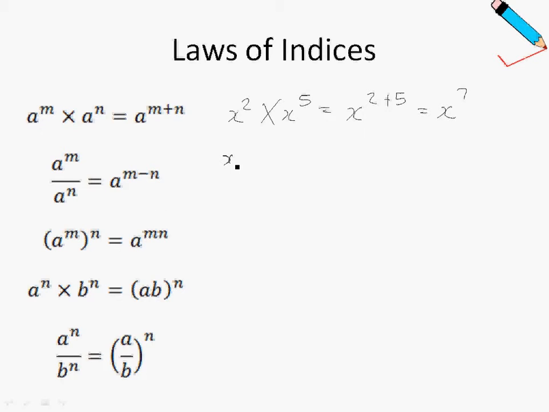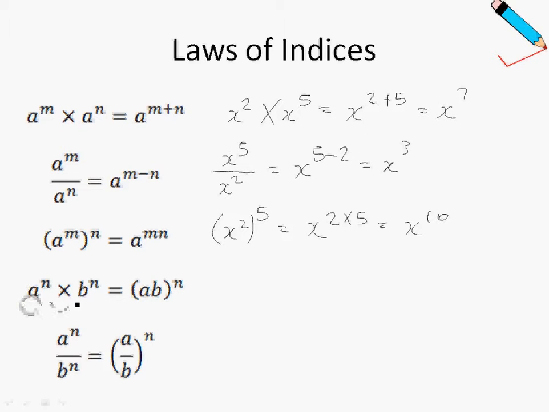Let's say I have x to the power of 5 divided by x squared. Since we have a common base, the powers will subtract. So this will give me x to the power of 5 minus 2, which is just x cubed. Moving on, next example. Let's say I have x squared to the power of 5. Here m is 2 and n is 5, so it will be x to the power of 2 times 5, which is x to the power of 10.